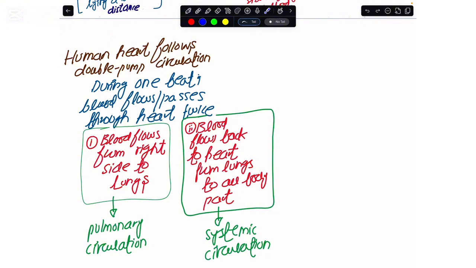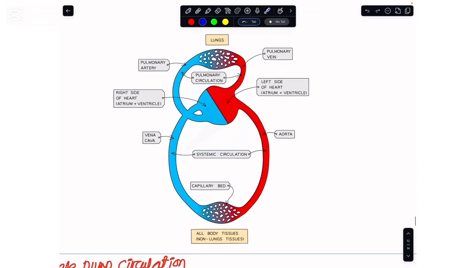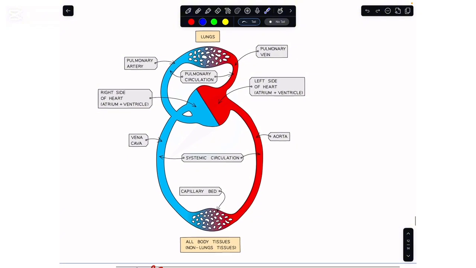Because in one circuit the blood flows between the heart and the lungs, and in the second circuit it flows between the heart and the body and back to the heart. So this is an aspect of the double pump circulation. If I were to show you, here I have the heart. You see from here the deoxygenated blood is going to the lungs, and then the blood is brought back from the lungs to the heart. So this is one circuit, the pulmonary circulation.